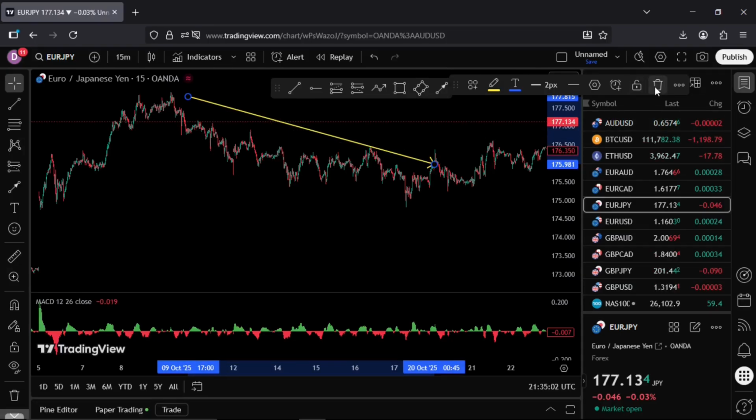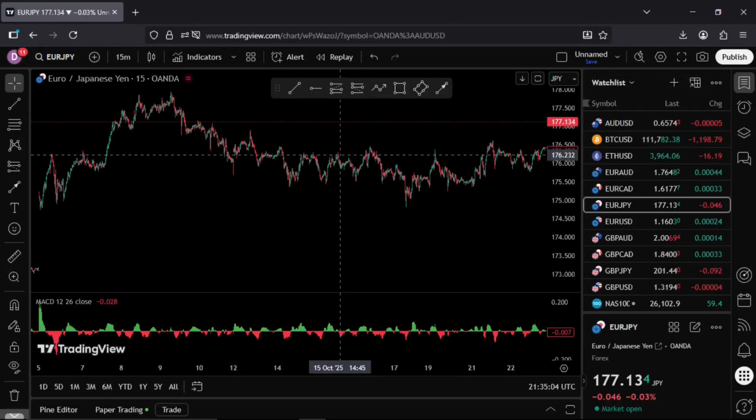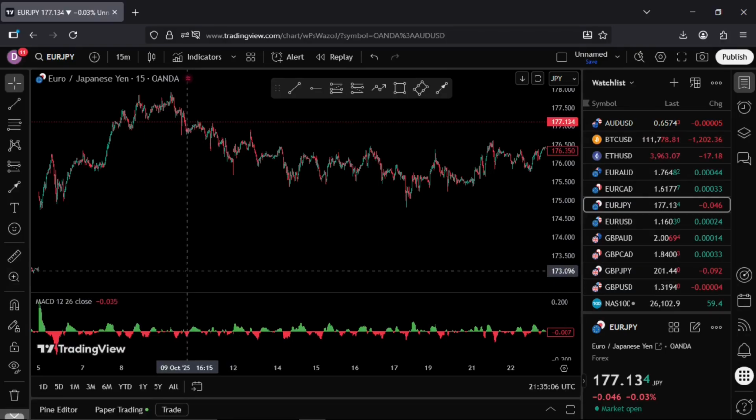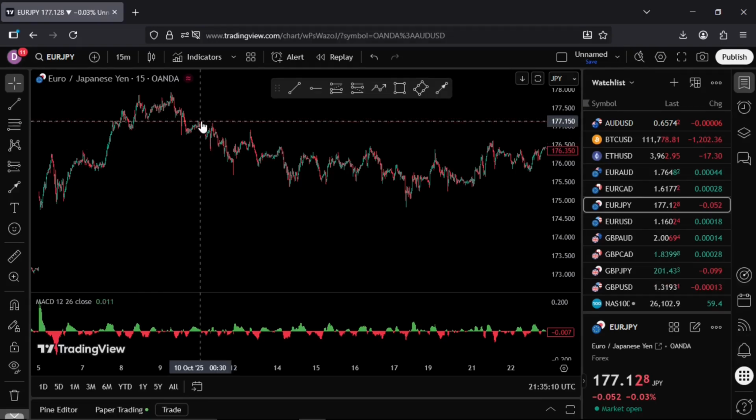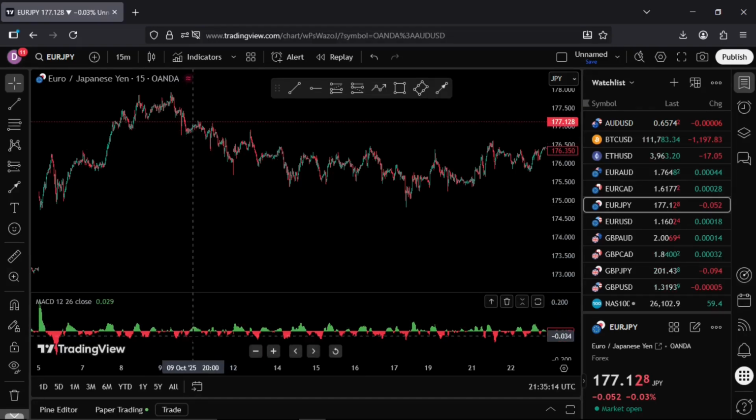Let me go ahead and delete this arrow right here, and I'll show you what I was talking about. As you can see, if I highlight, this right here will be considered a lower high. And as you can see, this green part, when price is above the middle line, is green on the MACD.